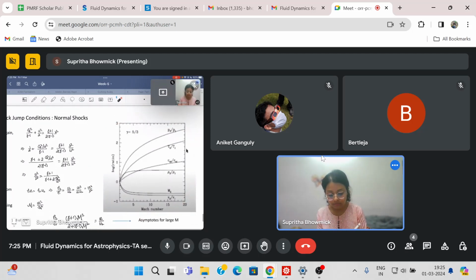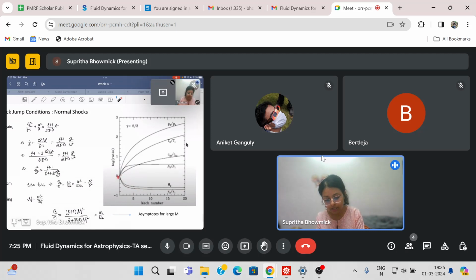Here you see that on the x-axis you have Mach number, which is this m, and on the y-axis you have various quantities plotted. What we have derived over here is rho 2 by rho 1, which is basically this, and the jump conditions on the velocity, which are plotted over here. And you see that for large m, rho 2 by rho 1 essentially becomes constant. They don't change with Mach number past a value of m equals 4.